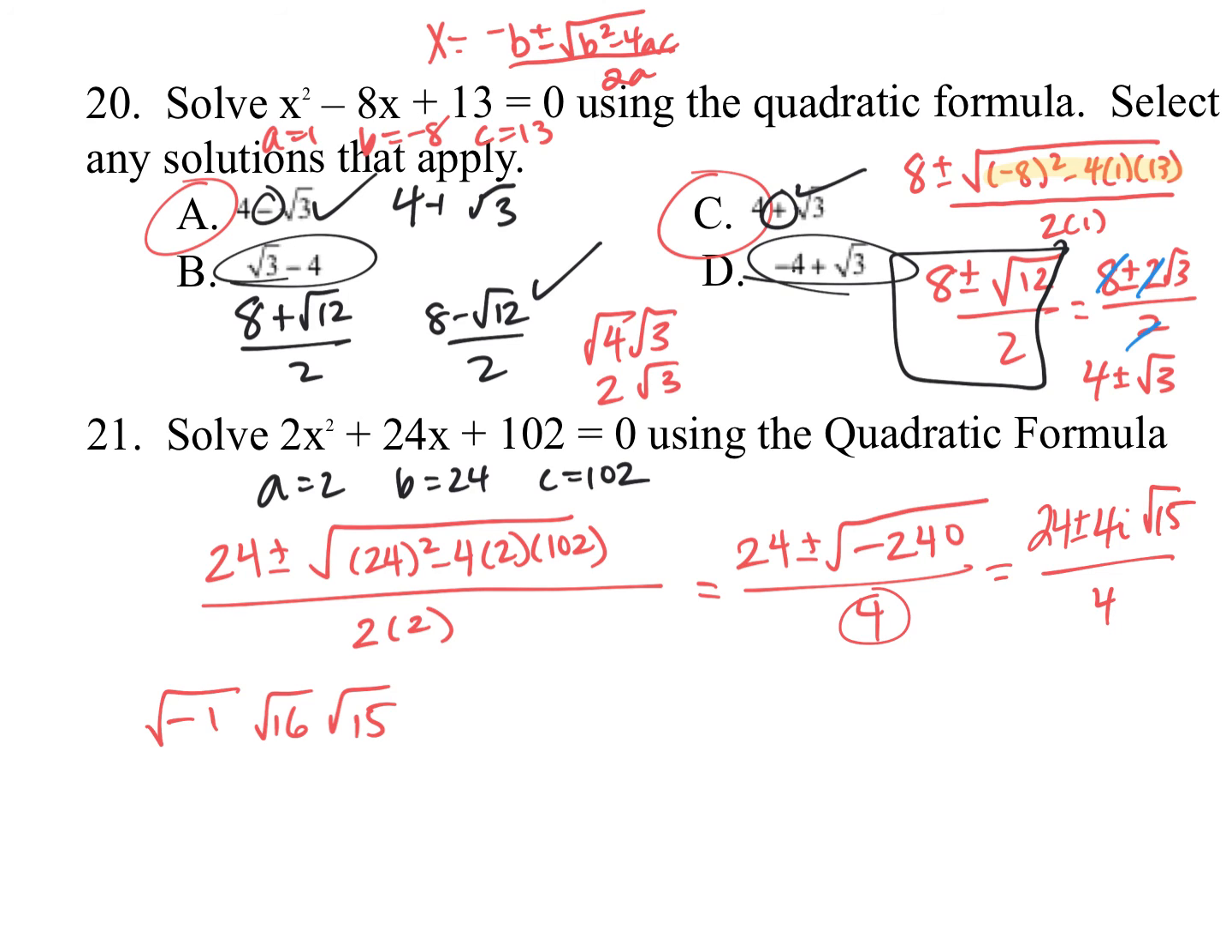Then again, I can go and chop. These are all divisible by 4. And so I'm going to get 6 plus or minus i radical 15. And that'll be my final answer.